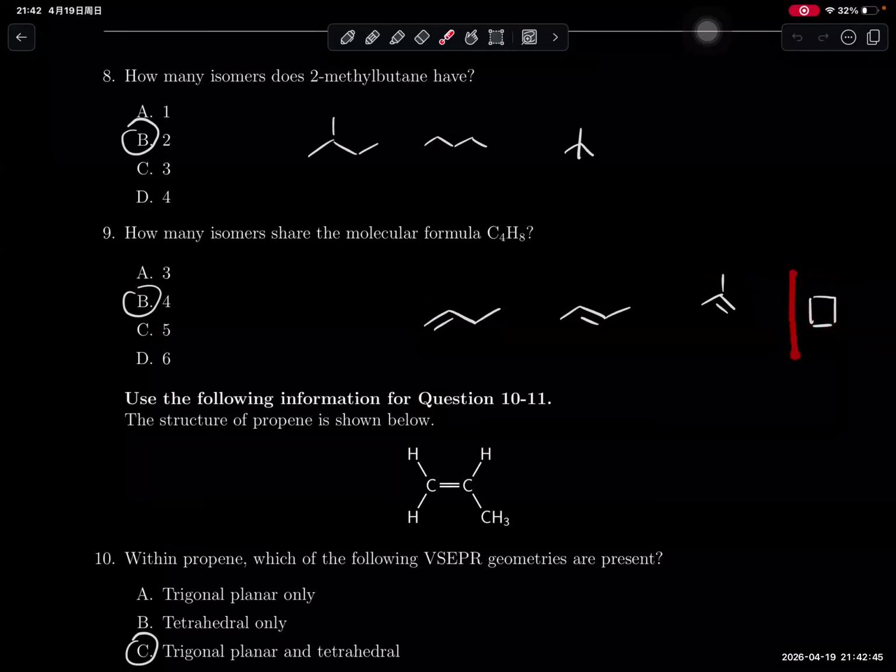So question 10, within propene, which of the following VSEPR geometries are represented? We've got a trigonal planar, we also got a tetrahedral. There you go.